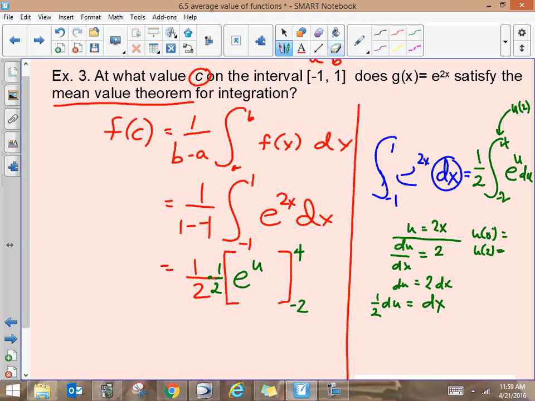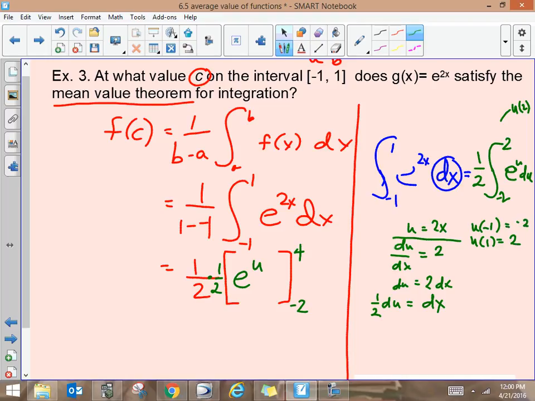All right, so let's try that again. Thank you, Molly. Oh my gosh, my eraser is monstrous. So 2, is that better? I don't know what I'm doing. So what should it be? Yeah, u of -1 is -2, right? And u of 1 is 2. So now we got it right.